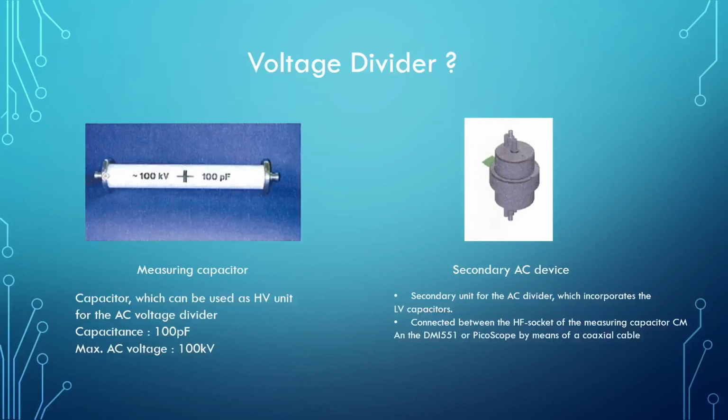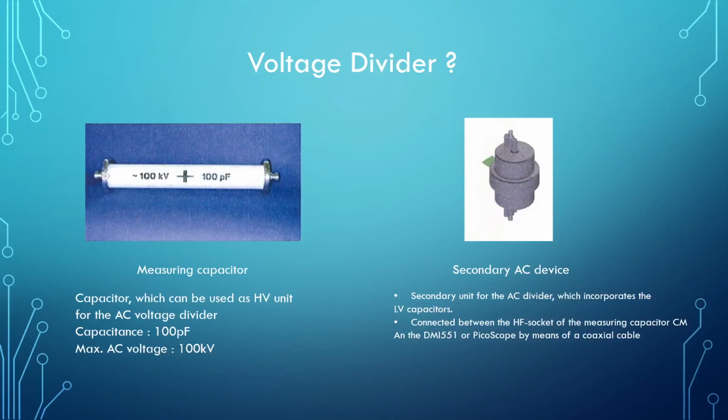What is a voltage divider? In this experiment, the voltage divider is divided into two: the measuring capacitor and the secondary AC device. The measuring capacitor can be used as the HV unit, the high voltage unit for the AC voltage divider, whose capacitance is 100 picofarad and max AC voltage is 100 kilovolt. The second one is the secondary AC voltage unit for the AC divider, which incorporates the LV capacitors.